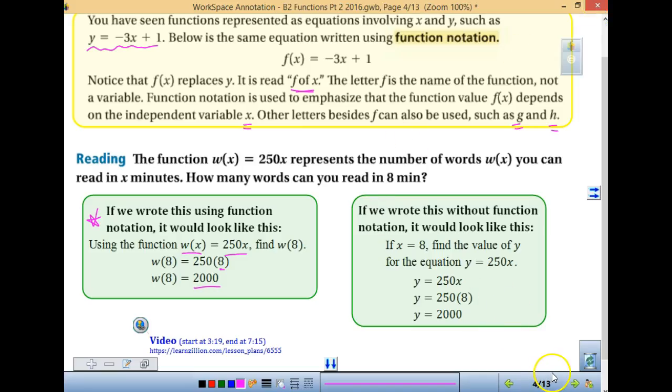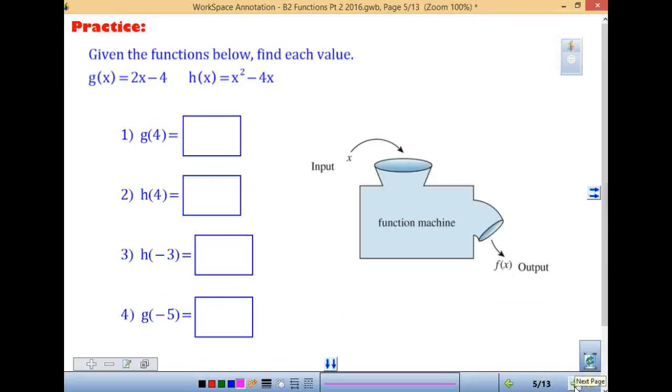So as we look at that next page of your notes, we are going to be thinking about, given this function, find what each of these values are. So we read this as what is g of 4? If we're going to find g of 4, we're going to replace x in this equation with a 4. So 2 times 4 minus 4. 2 times 4 is 8. 8 minus 4 gives us the final solution of g of 4 equals 4.